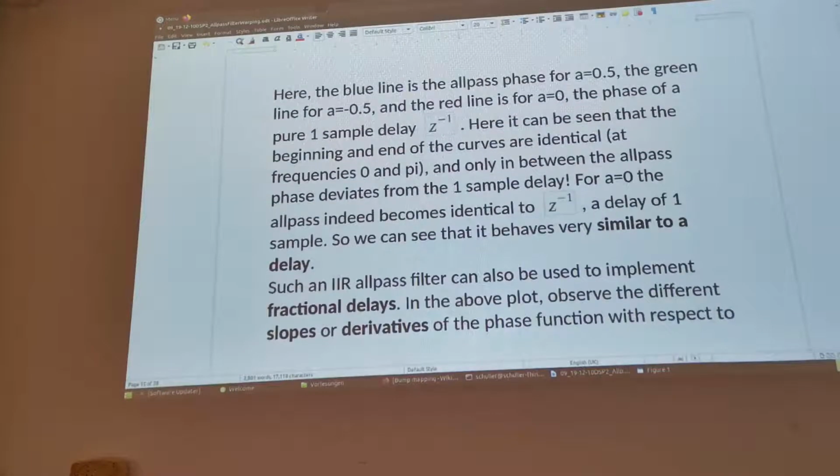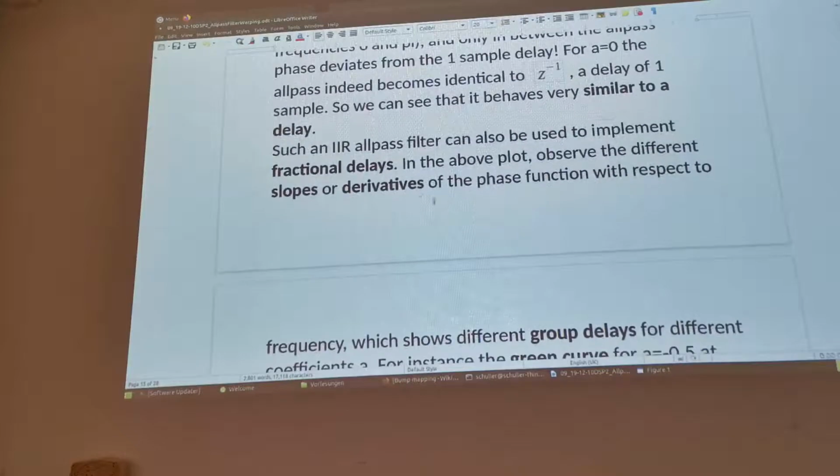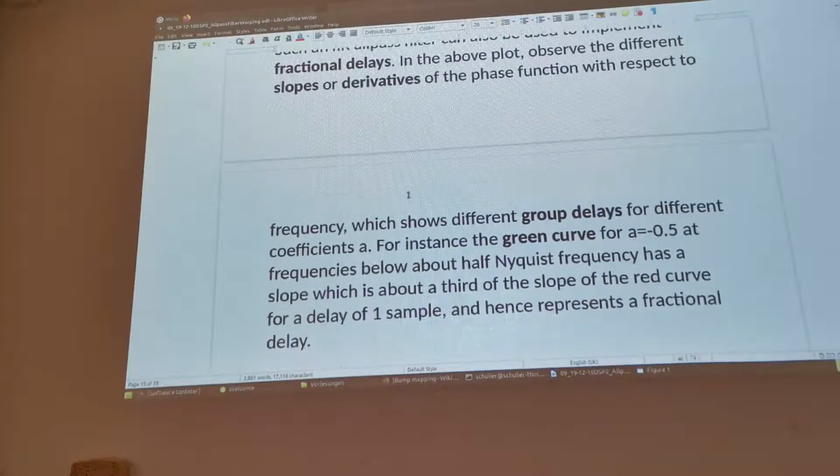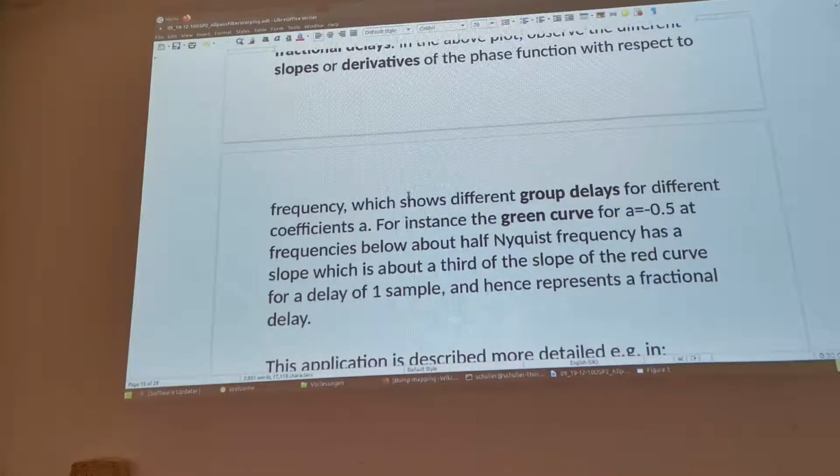Yeah. And in the beginning and the end the curves are identical. Yeah, and if we set a equals 0, indeed we get a delay of one sample. Right? Yeah. So indeed it behaves very similar to a delay. And hence you can use it to implement fractional delays by implementing different slopes, which provides us different delays.